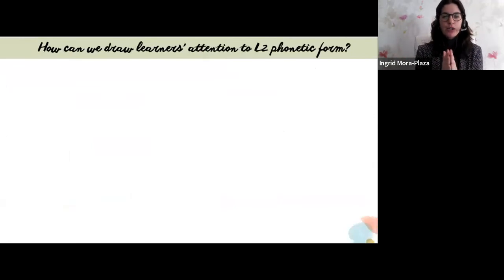So our initial predictions were that in the absence of a focus on phonetic form, the increased demands of the task may actually lead to a greater lexical and grammatical accuracy, but development of L2 pronunciation is unlikely to take place because this is happening in meaning-oriented communication. So probably they would prioritize meaning.